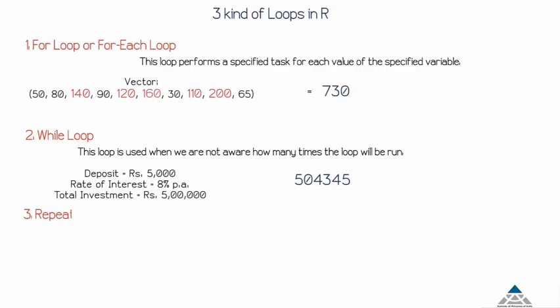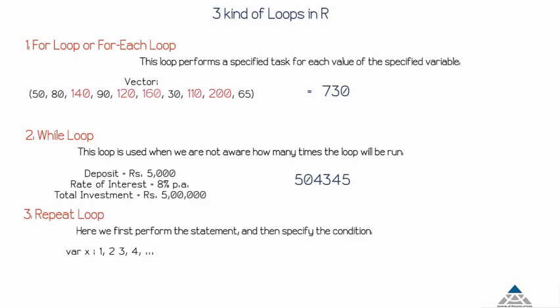The third type is the repeat loop. This loop is equivalent to the do until loop in other programming languages. Here, we first perform the statement and then specify the condition. For example, say the variable x takes values 1, 2, 3 and so on. We wish to increment the value of x by 1. That is, we want the value of x to be x plus 1. Now this is the task to be performed.